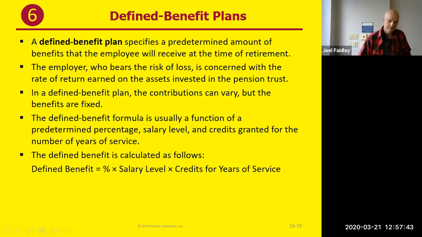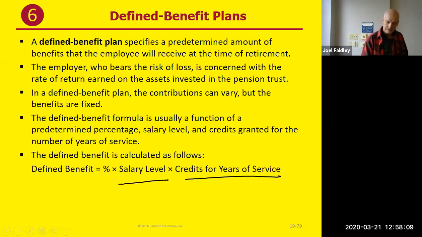Defined benefit. Employee bears the risk of loss, concerning the rate of return, all of those things. What's the rate of return? What if you change the 1.5% to 1.4%? All that changes the future actuarial assumptions. There's the defined benefit, much like what I said there at the beginning. Credits for years of service.